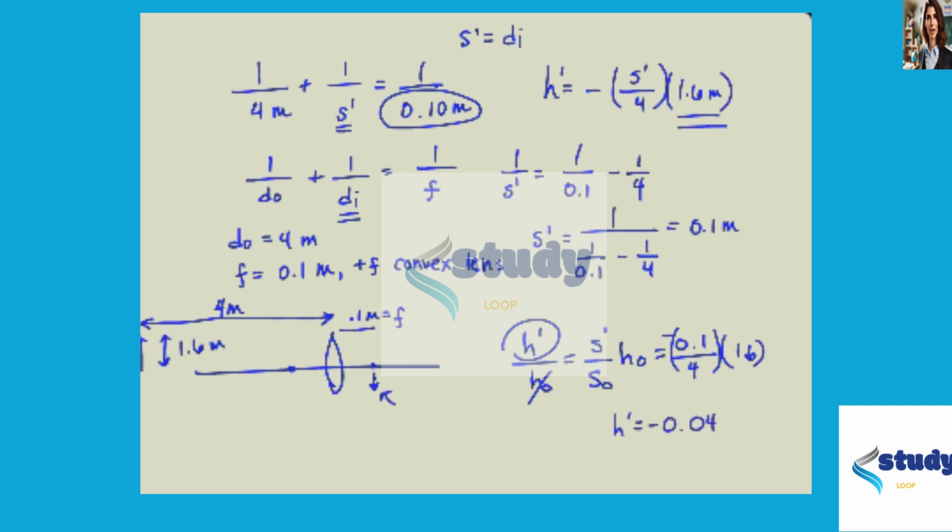The fact that you got a negative value here tells us that it is inverted, which means it is real. So this is an inverted real image. And we don't really know the units because the units of this would have canceled out. And so this is just negative 0.04 units of whatever the height of the image was measured in, probably meters.